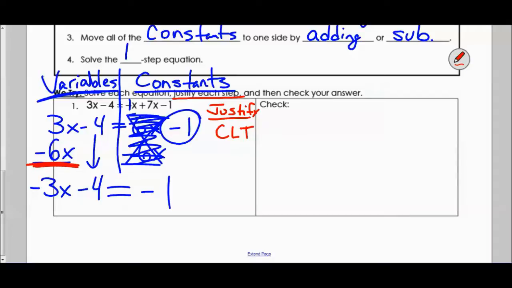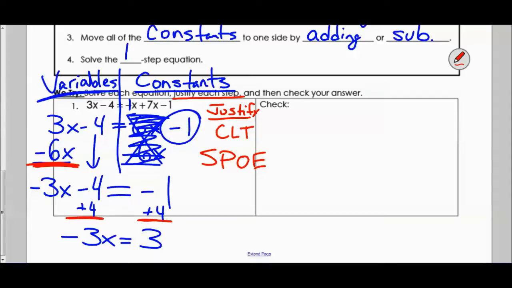I subtracted from both sides. That's the subtraction property of equality. That's SPOE. On my next step, I'm going to add 4 to both sides. I'm going to be left with negative 3x equals 3. I added to both sides. That's APOE. That's the addition property of equality.